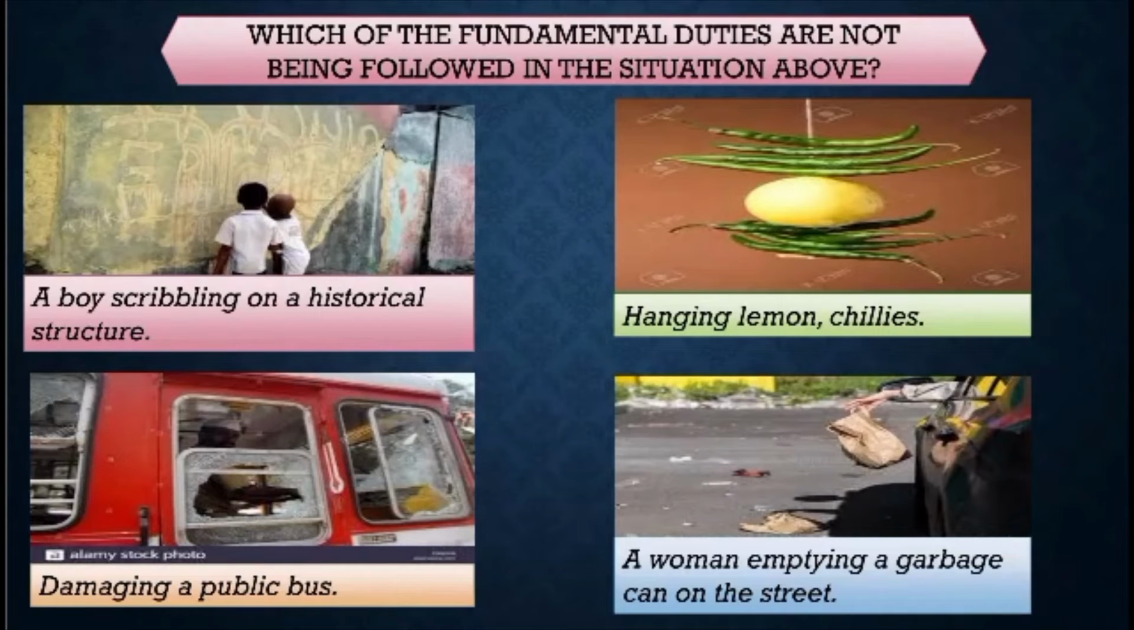We need to preserve our monuments so that whatever future generations are coming, they can see our historical heritages. Then the next one is hanging lemon and chilies. This is a superstition, a blind belief that should not be done. Then damaging a public bus means we are creating violence and harming the peace and harmony in the society. So that should not be done.